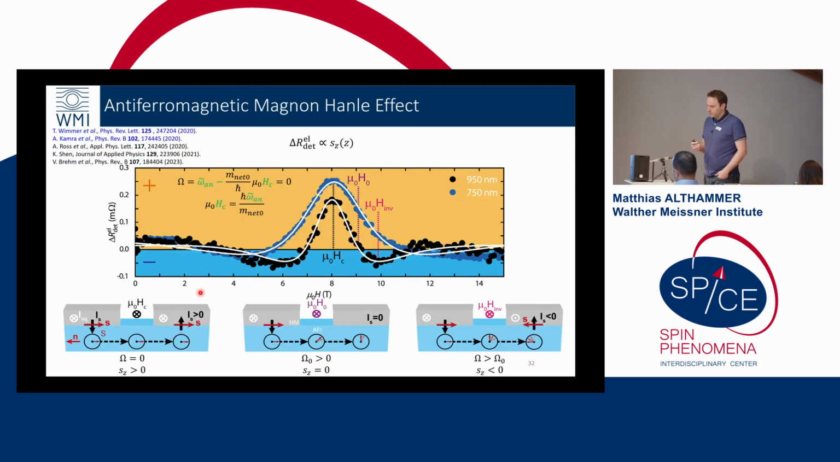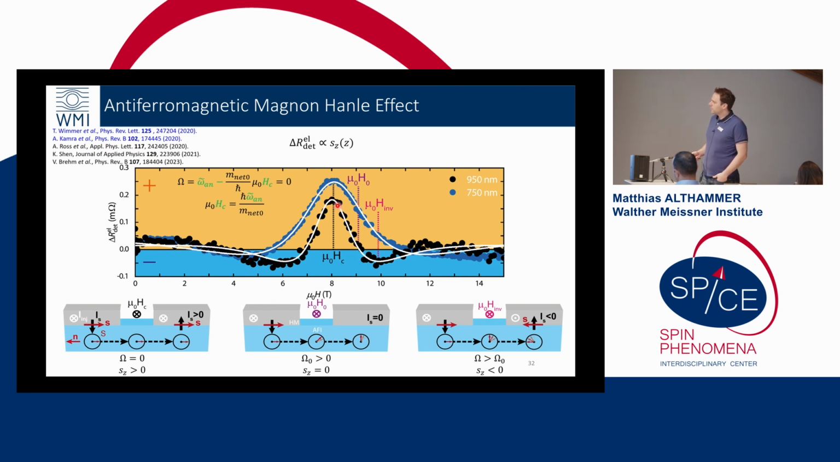And the nice thing about this net magnetization is that we can manipulate the orientation of the Néel vector with an external magnetic field. And this is what we then investigated here. And this is now an example of the antiferromagnetic magnon-Hanle effect that we see. So you see here, this is the detector signal that we record as a function of the external magnetic field. And there's a characteristic peak that you find here in the signal. And here the two different colors represent two different structures where you have a different separation between these two platinum electrodes. But the peak is always at the same position.